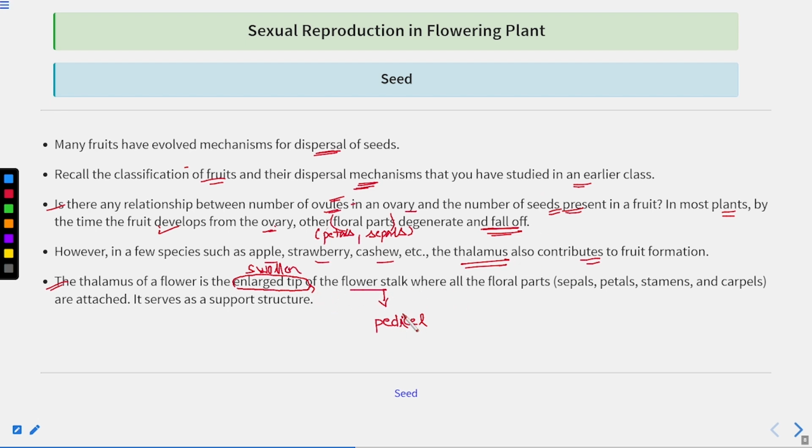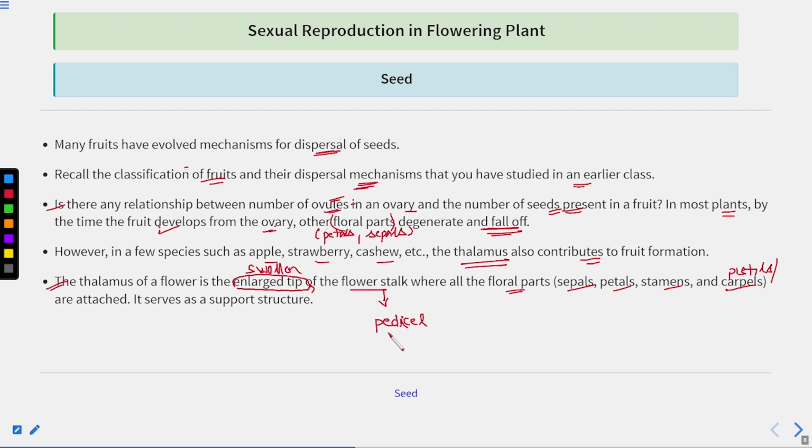Now, at the thalamus, all the floral parts are attached. What are the floral parts? Sepals, petals, stamens, as well as the carpels, or you can say pistils. Clear? And we have seen all these floral parts, they degenerate as the fruit is developed. Clear? But sometimes the fruit also develops from the thalamus. Okay, usually the fruit develops from the ovary, but sometimes the fruit can also develop from the thalamus, which is the enlarged tip of the flower stalk.